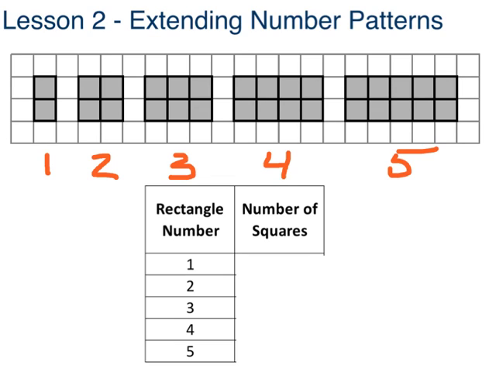Next, you are going to draw this table in your notebook with two columns. The first column is for the rectangle number, so these are the numbers that we have below each rectangle. And then the second column is going to be for number of squares. So that's where you're going to pause the video and fill in the number of squares that are in each rectangle. When you are ready to continue, then press play and keep watching.